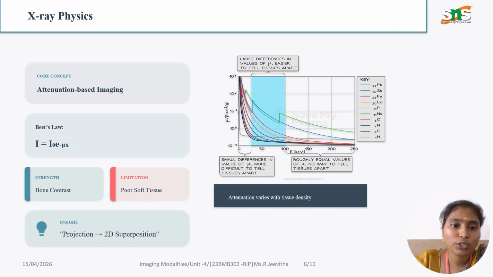Now let's go deeper into the X-ray core concept. Attenuation-based imaging: I equals I naught e power minus mu x. It is the Beer-Lambert law. This means X-ray intensity decreases as it passes through the tissues, depending on the density. So bone has high attenuation and appears white. Soft tissues have low attenuation and appear gray. The limitation is poor soft tissue contrast. An important insight: it produces a 2D projection, with overlapping structures.